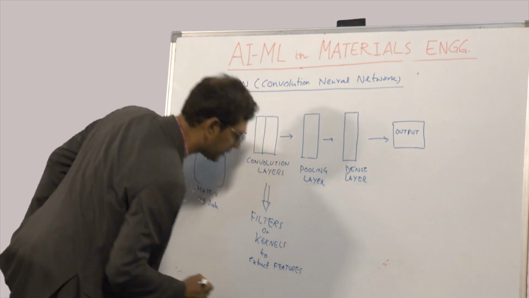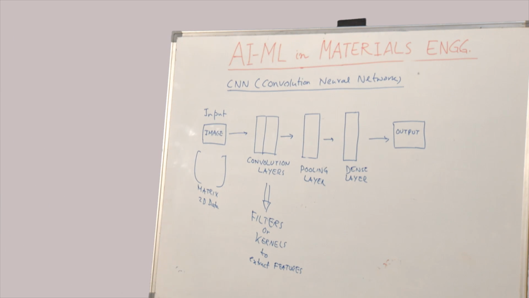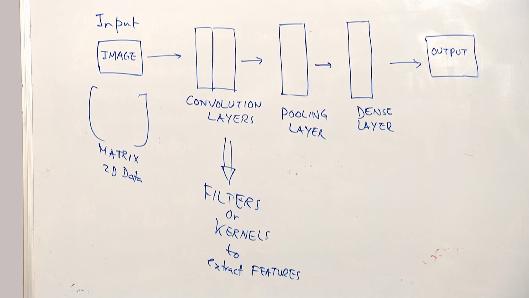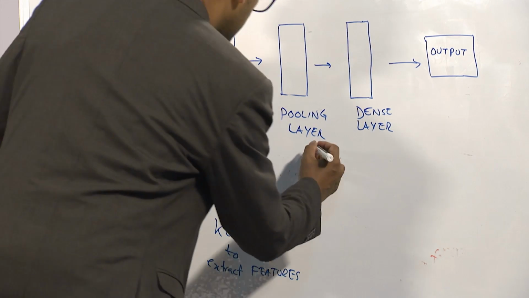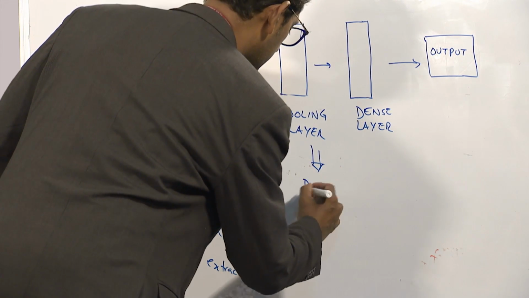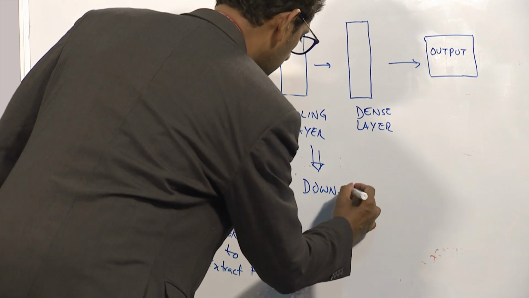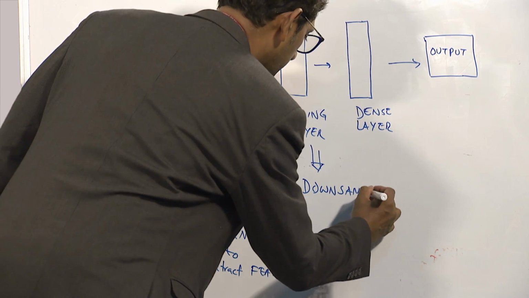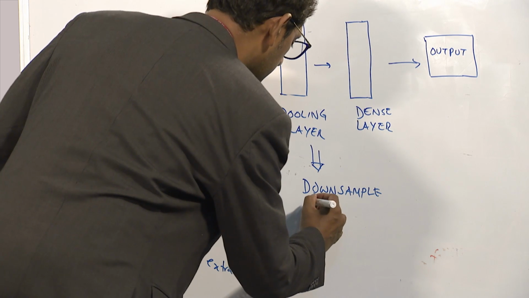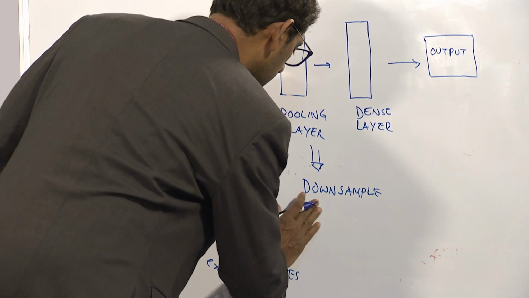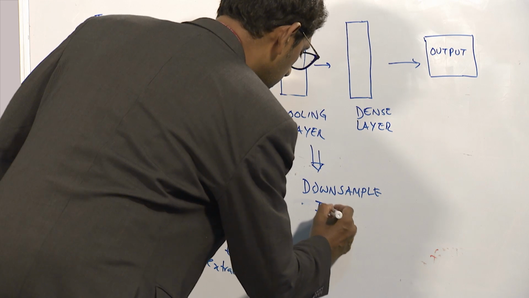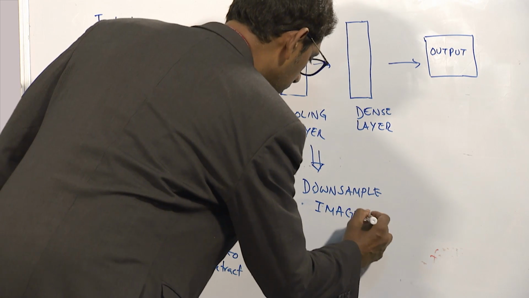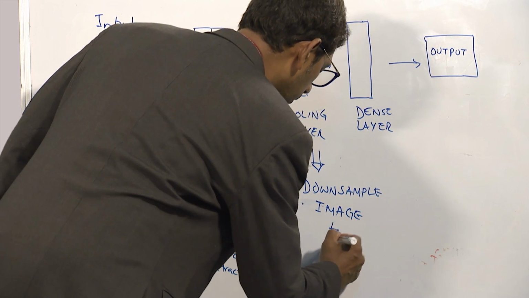Automatically it will extract features. That is what it does. And pooling layers downsample the image to reduce the computation time. Okay, this will downsample the image, it may reduce the dimension. Why? To reduce computation.